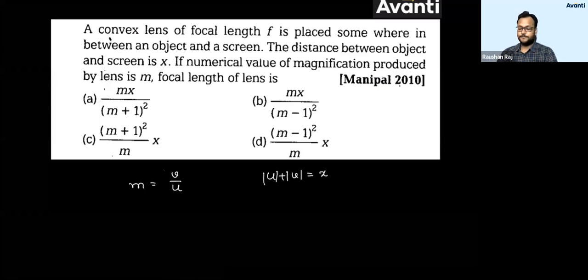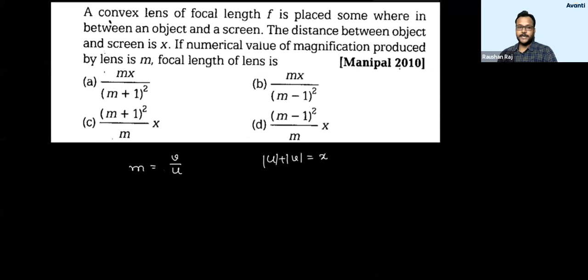This is given to us. So modulus of u plus modulus of v is actually x. तो उनका जो पॉजिटिव वैल्यू है ना, उनका समेशन कितना बचा? x है. So here just try to put the value of v in terms of u, put the value of v here in terms of u यहाँ से. उसके बाद आंसर निकालने की कोशिश करो, ठीक है?